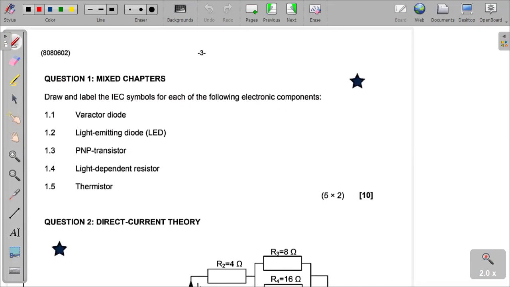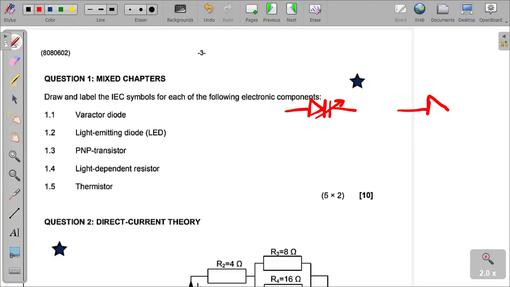The varactor diode. By the way, the other name for the varactor diode is varicap. It's important also to know that. So the adopted symbol is this one, that of a diode combined with a capacitor. Then of course it's variable, there is the arrow. Or we can also use this symbol as well.